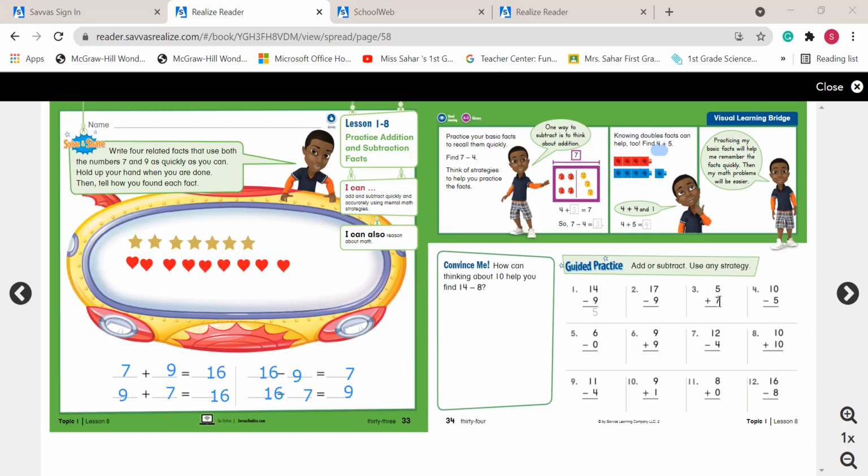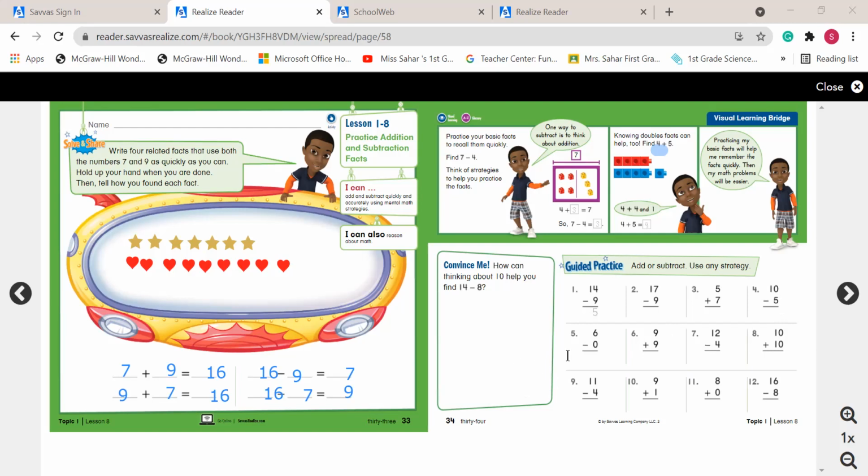How many am I going to add to get 10? So you can use the 10 frames, and then you're going to add the 2 more. All right. Number 4, 10 take away 5. If I know my doubles, I know that 10 take away 5 will be 5. Why? Because I know 5 plus 5 equals 10.